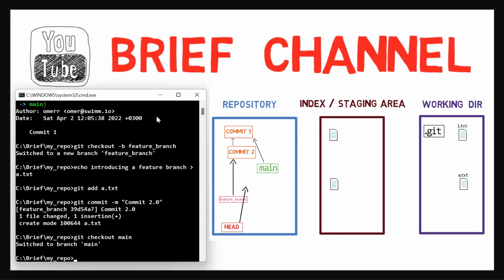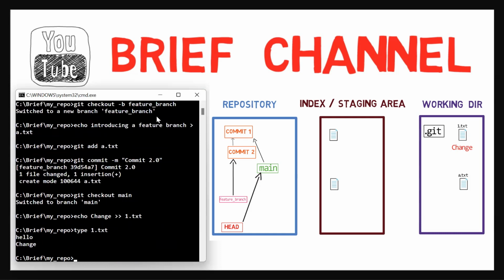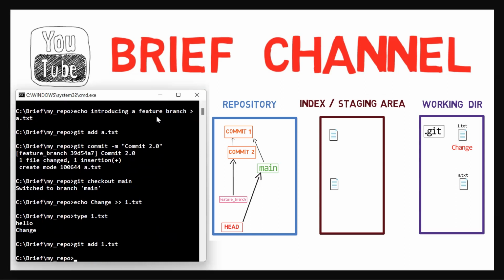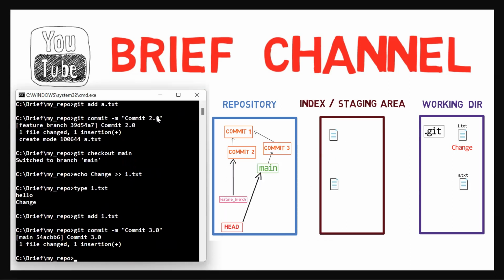Let us go back to main. And now I'll change 1.txt. So I'll just echo change and it to 1.txt. So now 1.txt looks like so. And I'm going to stage those changes and commit them. So this would be commit 3. Oh, wait, actually, I wanted this change to be introduced in the feature branch and not in main.